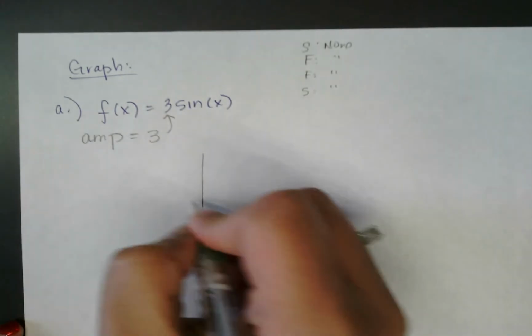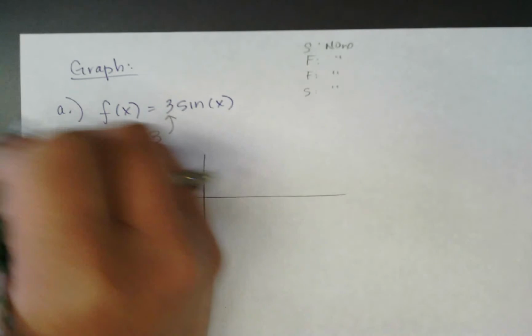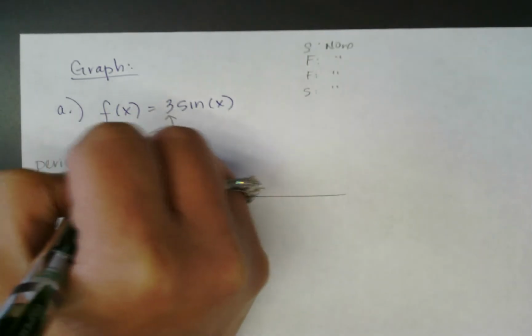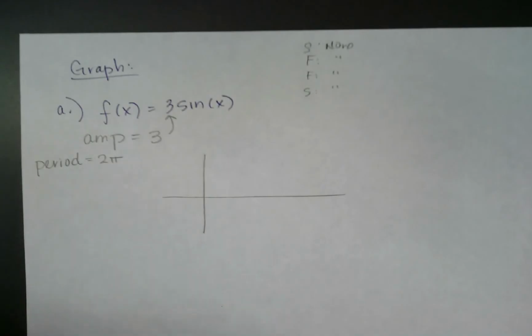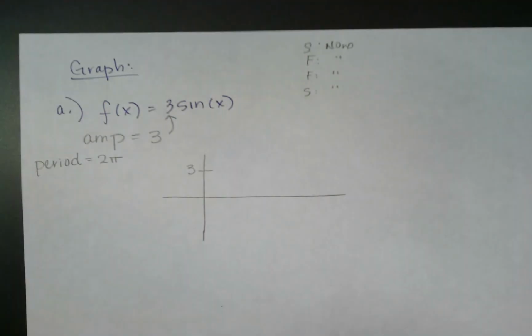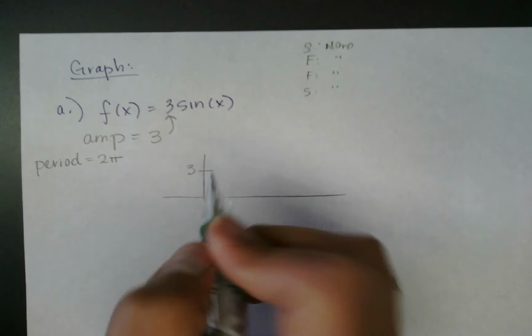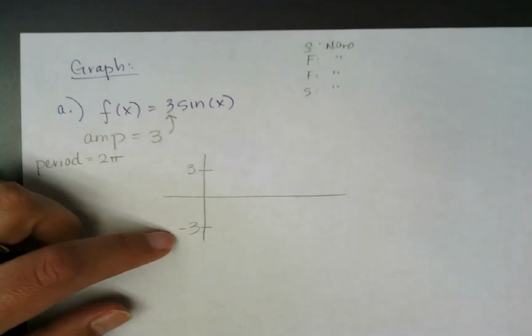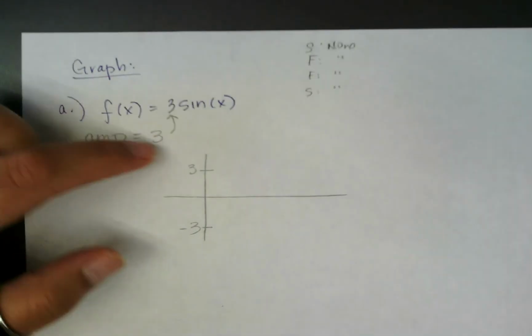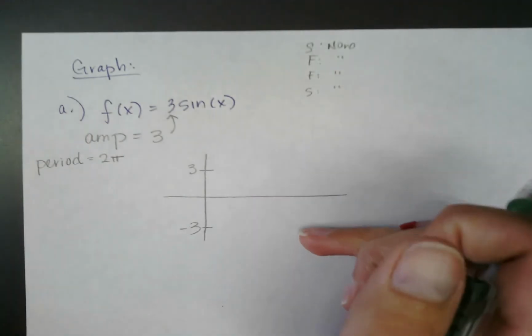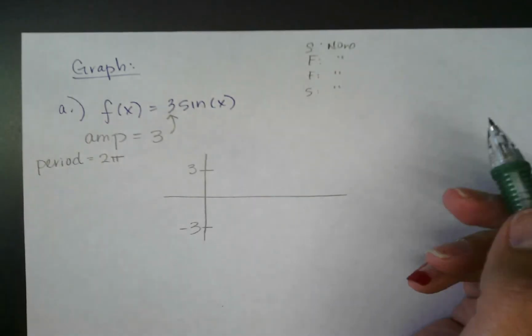So then you draw your graph. Let me write this down. Nothing has affected my period, so it's still 2 pi. This is a sine function, but my amp is no longer 1. On the old basic graphs it was 1 and negative 1. Now it's 3 and negative 3. That's your amp, your highest point and your lowest point. The top of your graph is going to hit 3, and the bottom is going to hit negative 3.